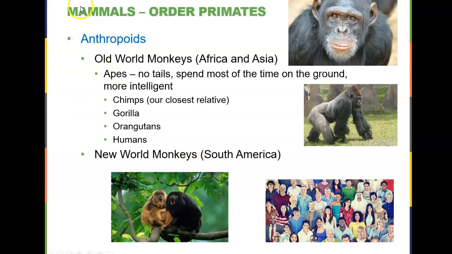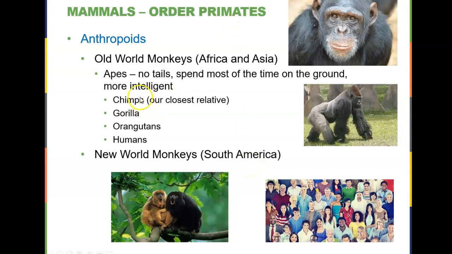Now let's take a look in class Mammalia at a particular order, the order of the primates, and we'll just briefly introduce the primates. So the anthropoids is another name for the primates. We see that they fall into two groups, the Old World monkeys and the New World monkeys, depending on their location. Old World, Africa and Asia, New World, South America.